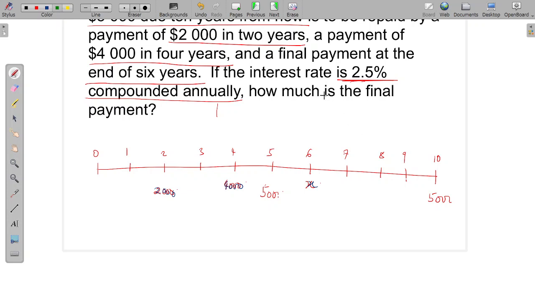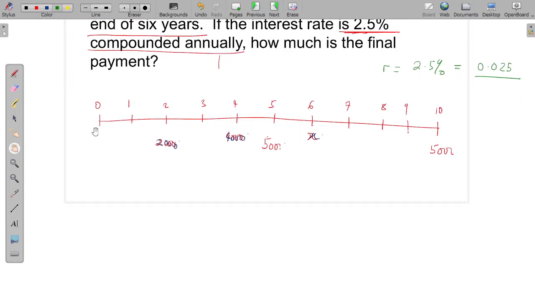All right, so our rate is 2.5% compounded annually. So there's no need to divide by anything. So we just write 0.025. Okay, that will be our rate. Before we do calculation, let's draw our arrow.